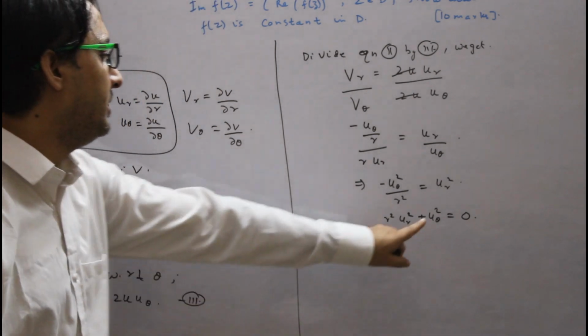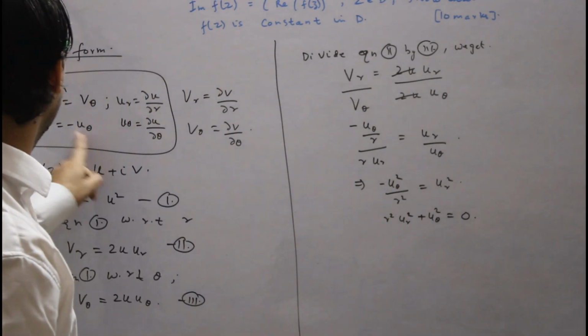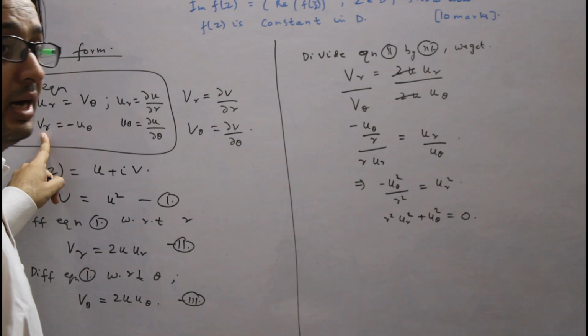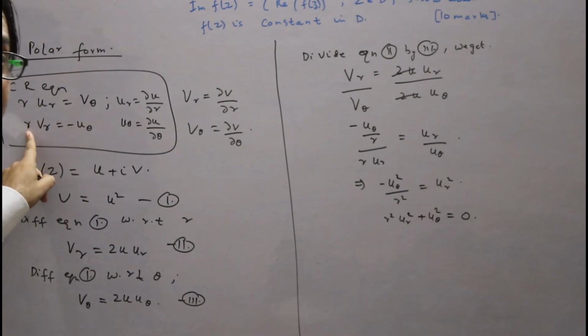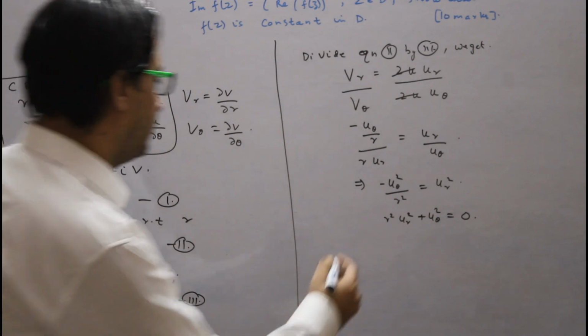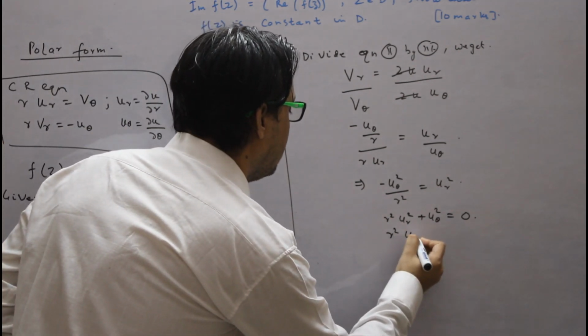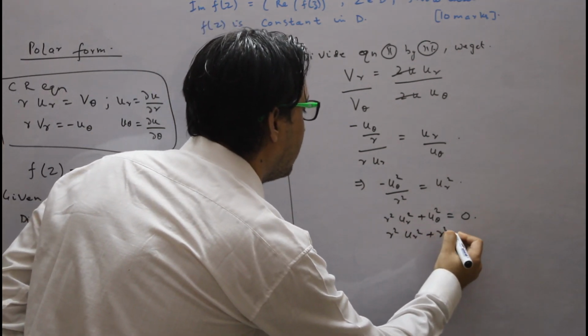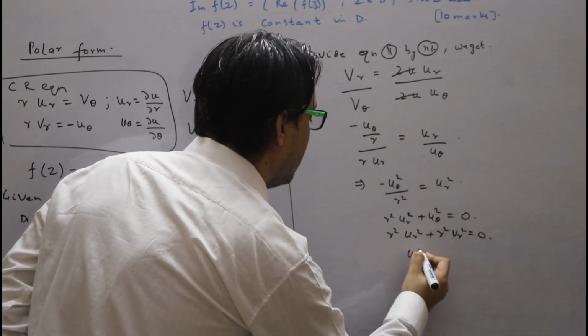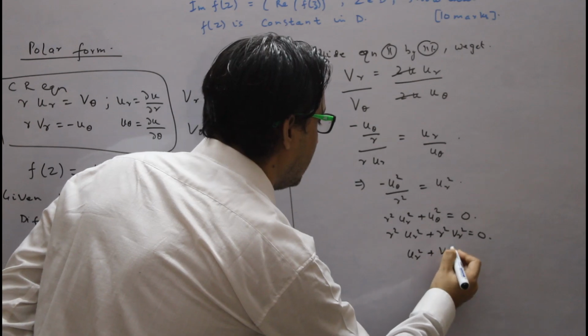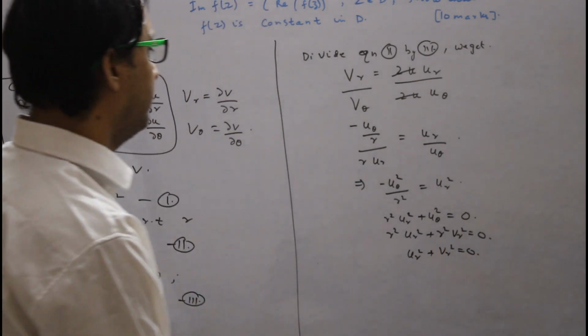Now we know u_theta from here is minus r v_r. If I take the square of this, it becomes r square v_r square. So this becomes r square u_r square, and this becomes again r square v_r square. So we get u_r square plus v_r square is equal to 0.